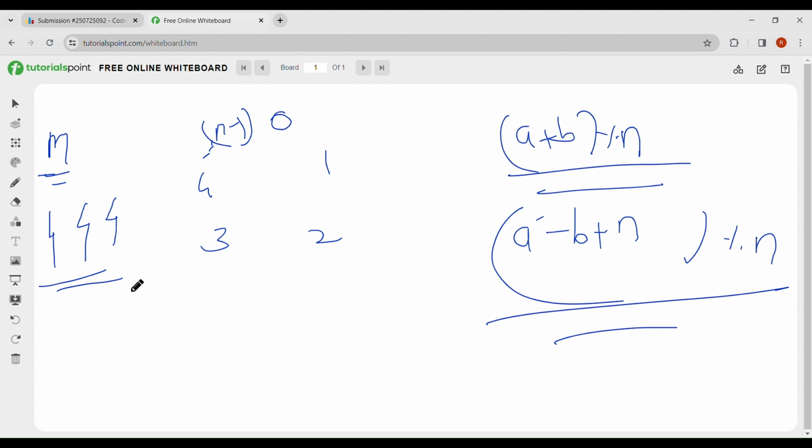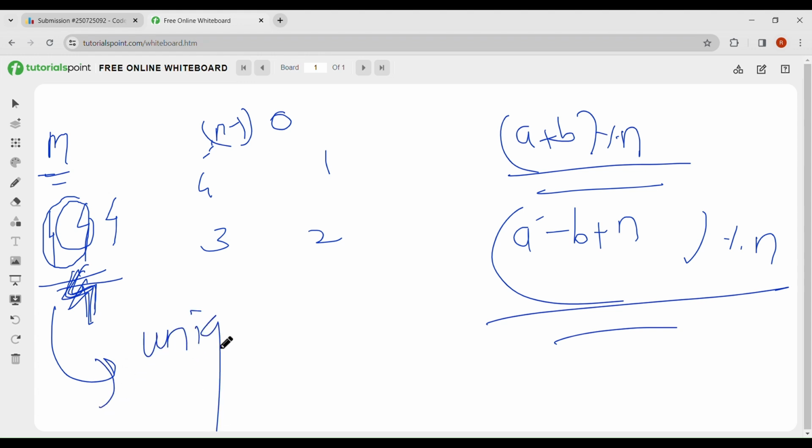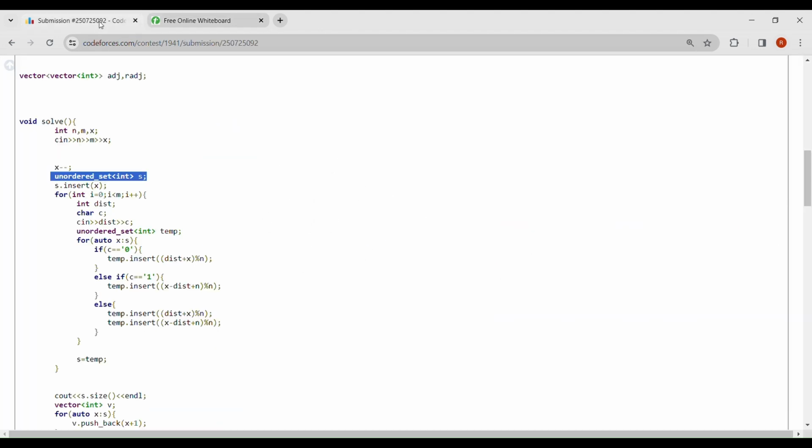We require only that the ball gets inside with him. So we require that condition only. For that reason, what we observe is that we require only unique people in our system. So for that reason, I am using a set.